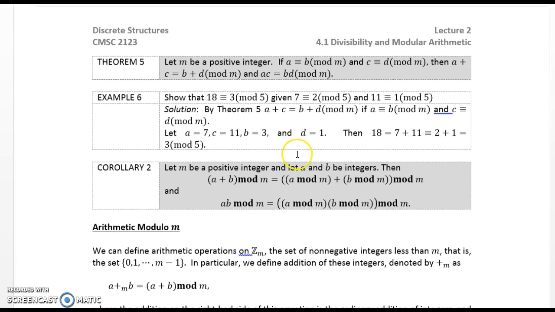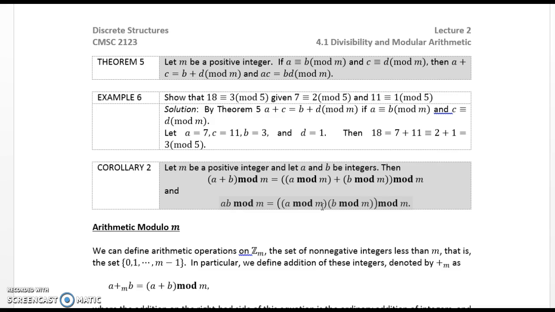Theorem 5. Let m be a positive integer. If a is congruent to b mod m and c is congruent to d mod m, then a plus c is congruent to b plus d mod m and a times c is congruent to b times d mod m. Show that 18 is congruent to 3 mod 5, given 7 is congruent to 2 mod 5, and 11 is congruent to 1 mod 5.